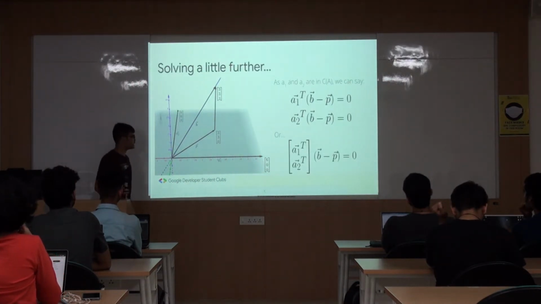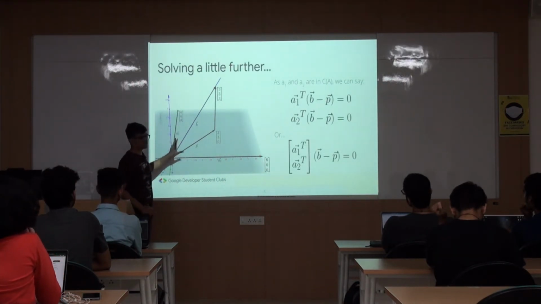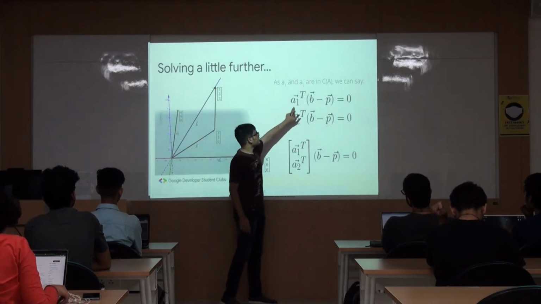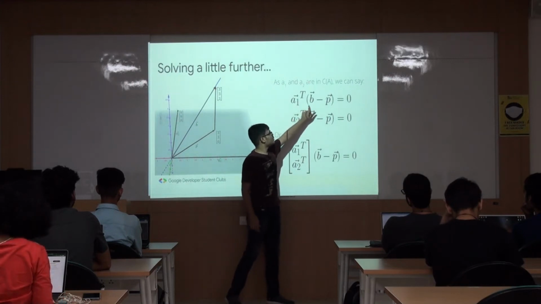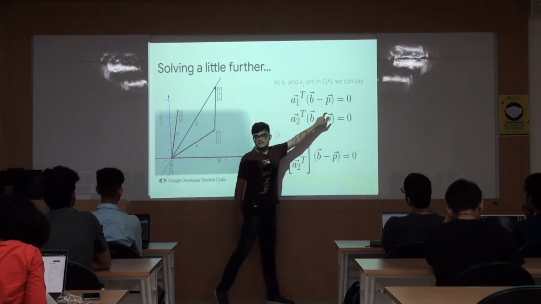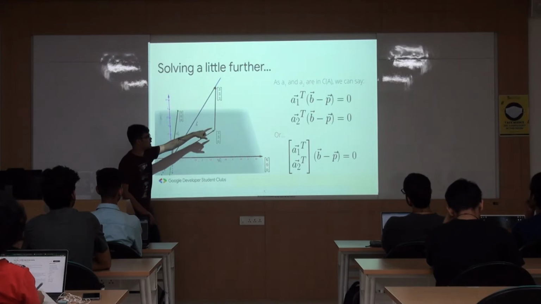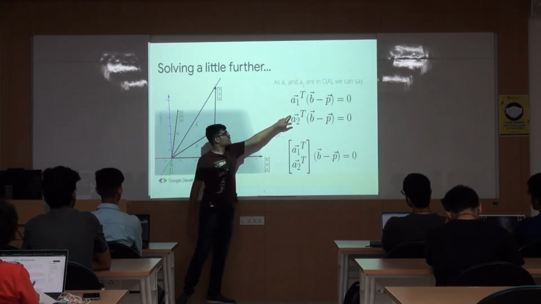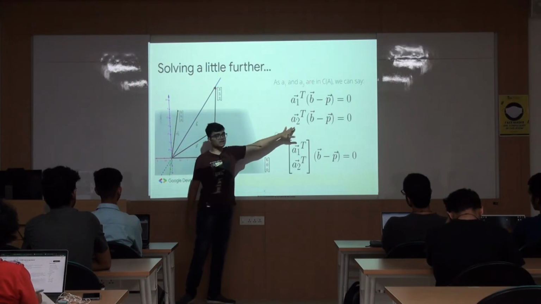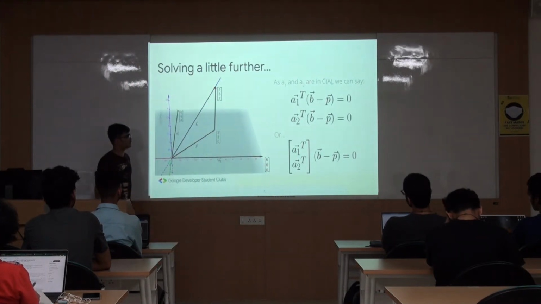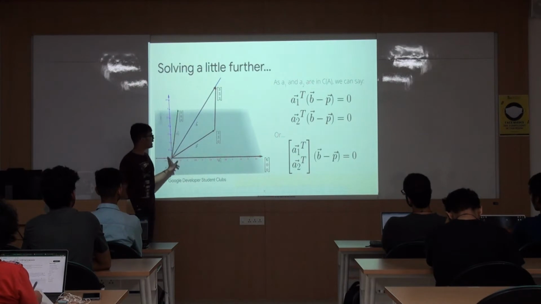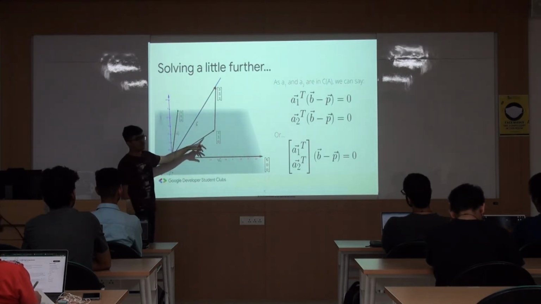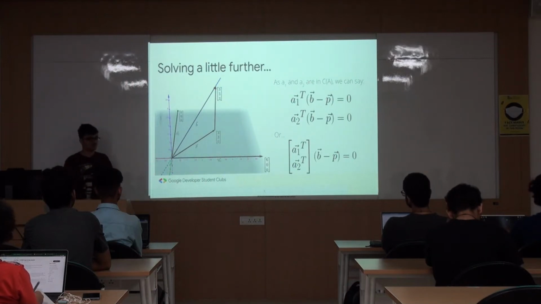As A1 and A2 lie on the column space, clearly they are the ones who span the column space, so we can write that the dot product of A1 and B minus P equal to 0. These both are dot products. So A1 transpose into B minus P equal to 0. Similarly, A2 transpose B minus P equal to 0. Is that fine? Because A1 and A2 lie on this column space, and as B minus P is perpendicular to this column space, the dot product between these two should be 0.